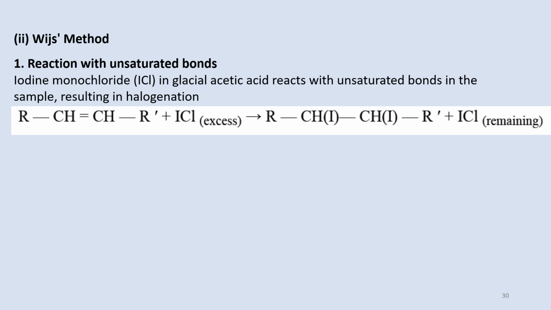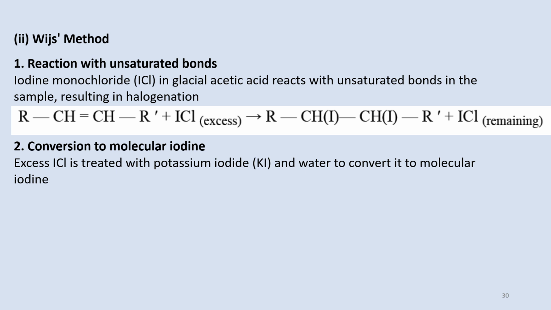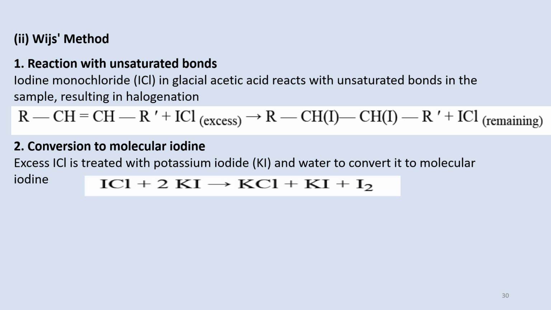The iodine chloride reacts in the presence of glacial acetic acid, giving the iodine attachment with the carbon atom present in the double bond, and the remaining ICl, conversion of the iodine monochloride to molecular iodine. The excess iodine monochloride ICl is treated with potassium iodide as shown in the last reaction, and water, that means potassium iodide and water, is converted into molecular iodine. ICl plus potassium iodide gives KCl and KI with a molecular iodine.